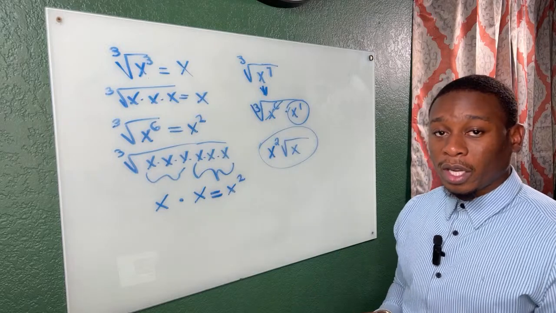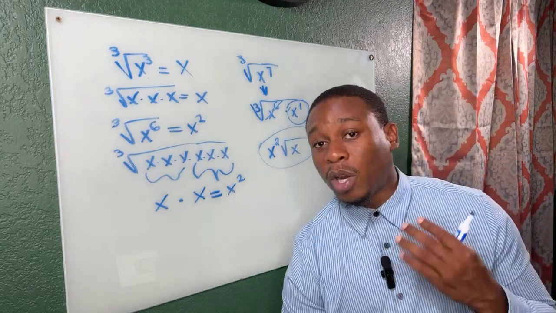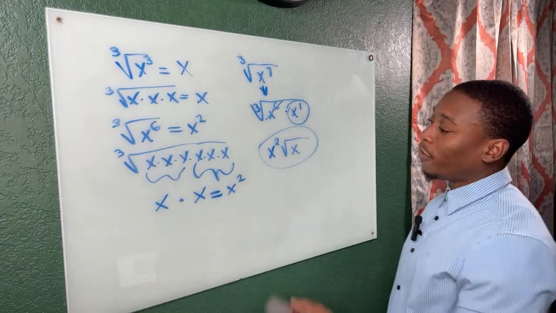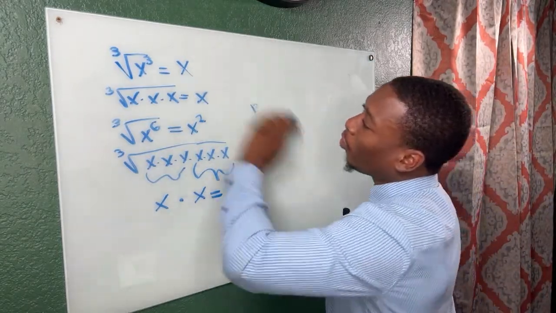Now that we understand that concept, we're going to go into our one practice problem on simplifying cube roots with variables. All right, let's get it going.